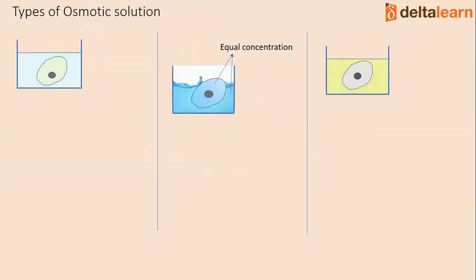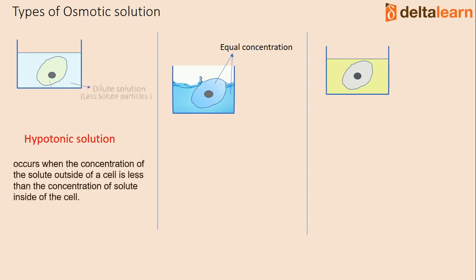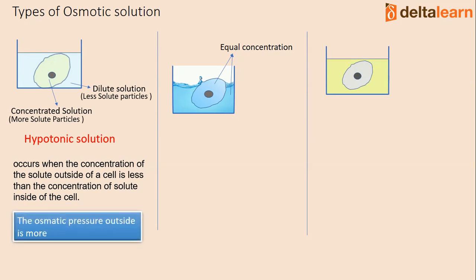Types of osmotic solution. A hypotonic solution occurs when the concentration of the solute outside the cell is less than the concentration of solute inside the cell. Since the concentration of water is more outside, water enters the cell and the cell swells. The osmotic pressure outside is more.